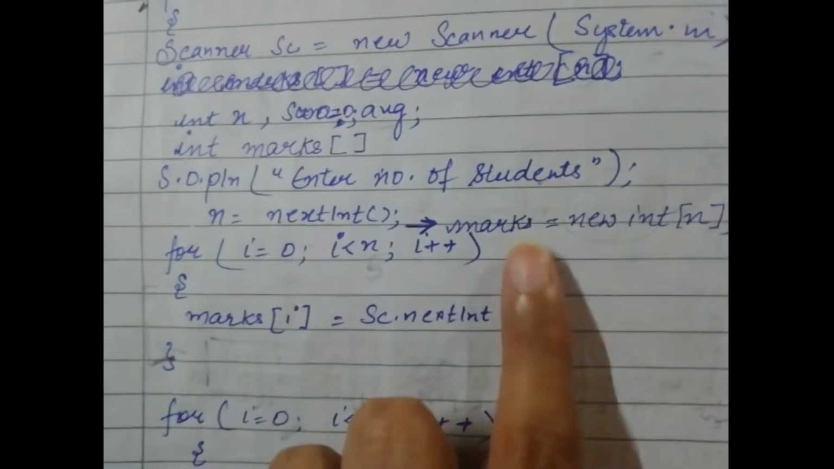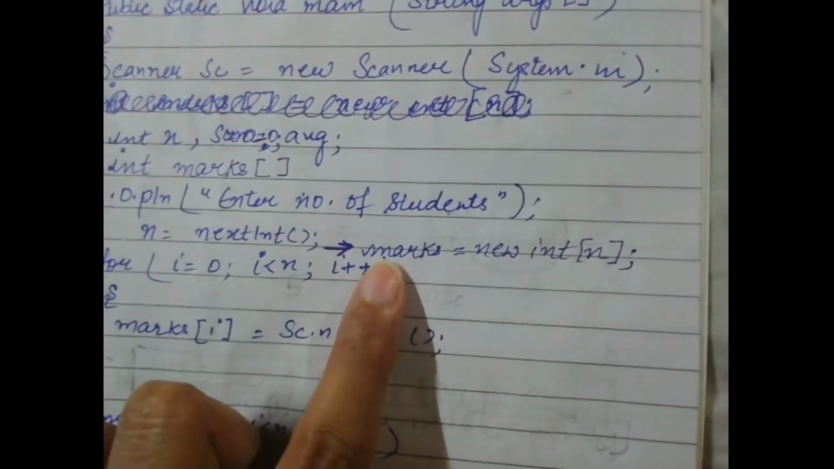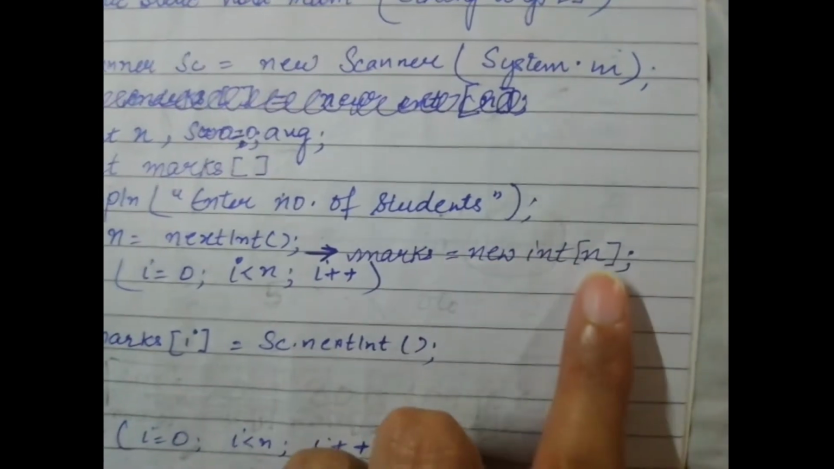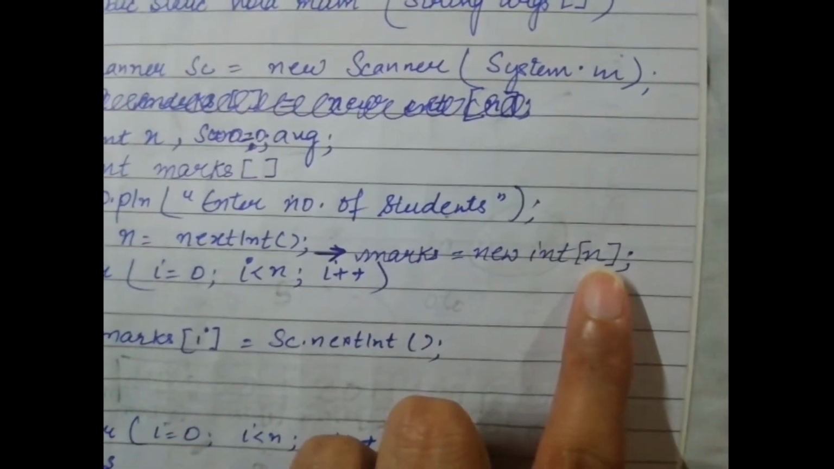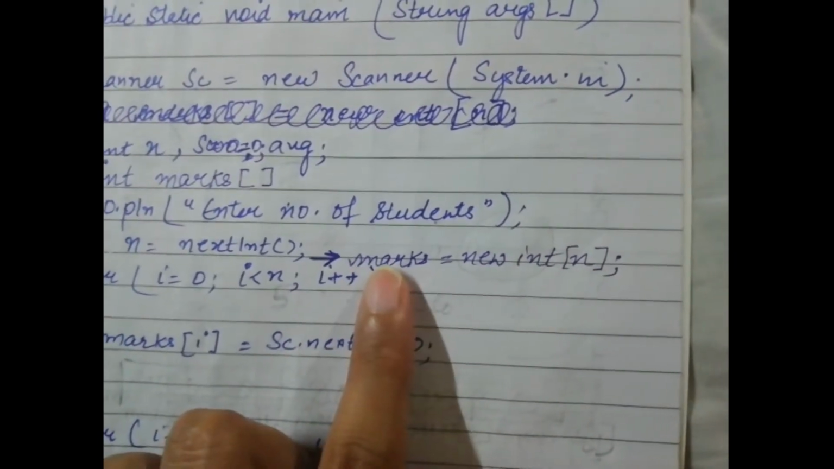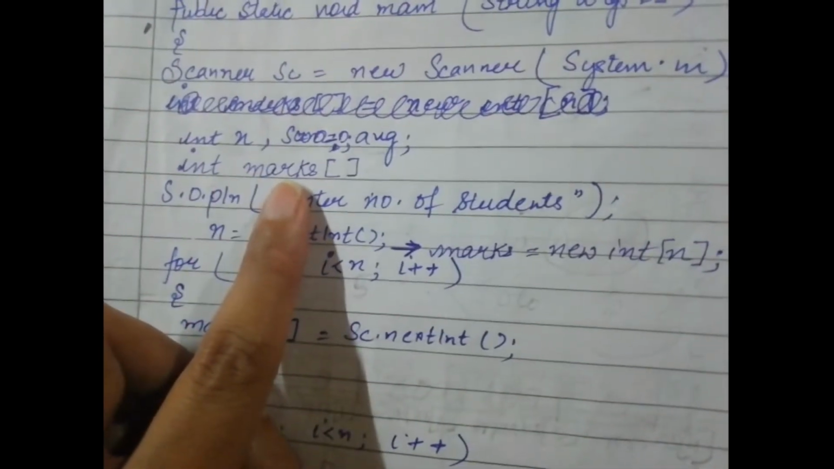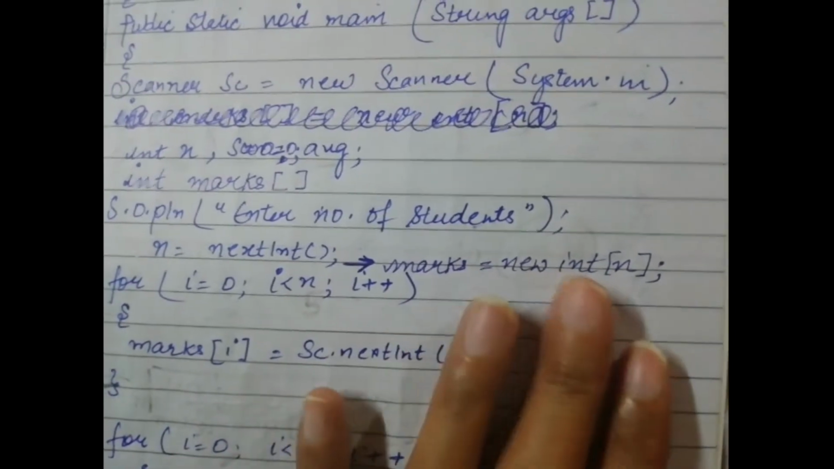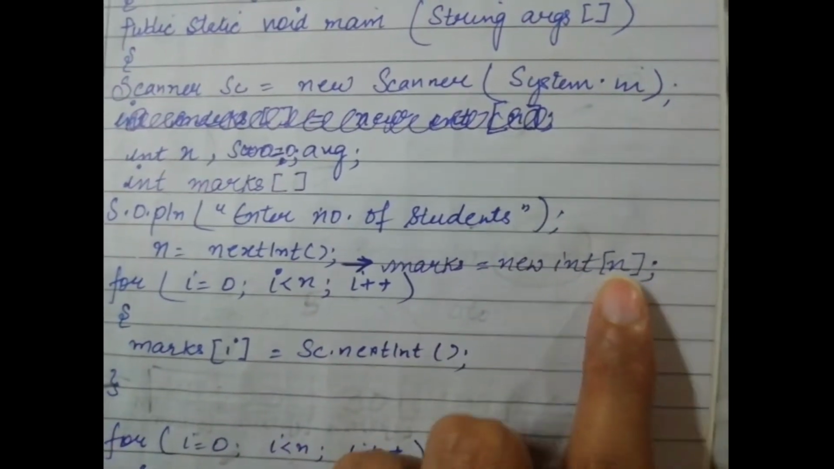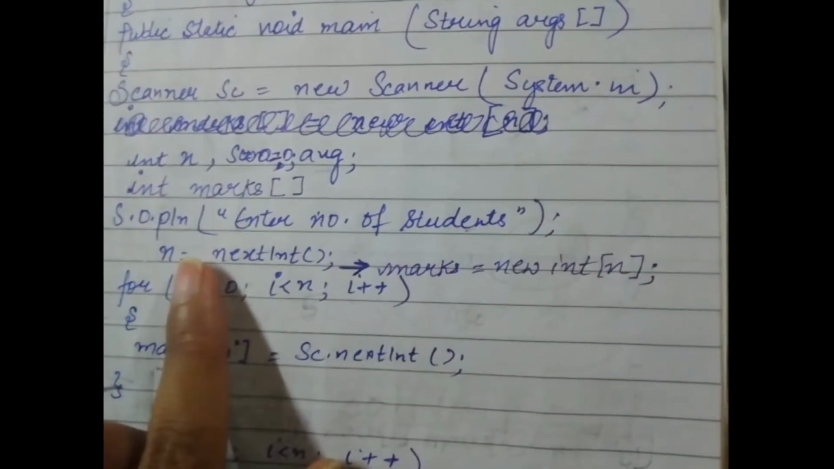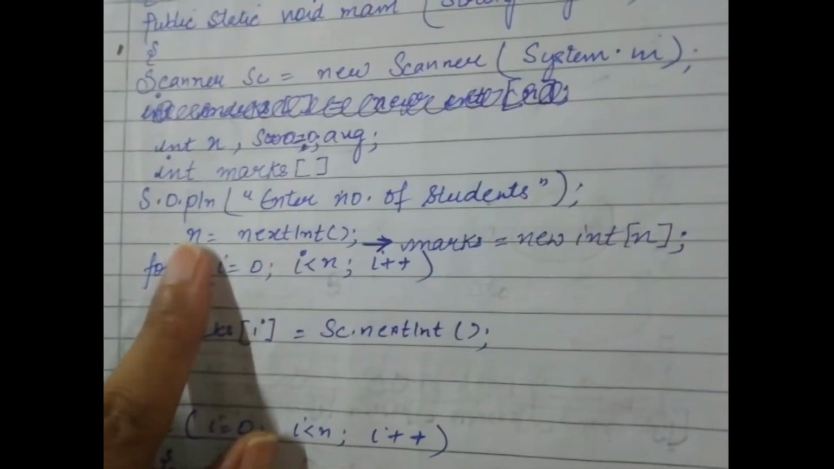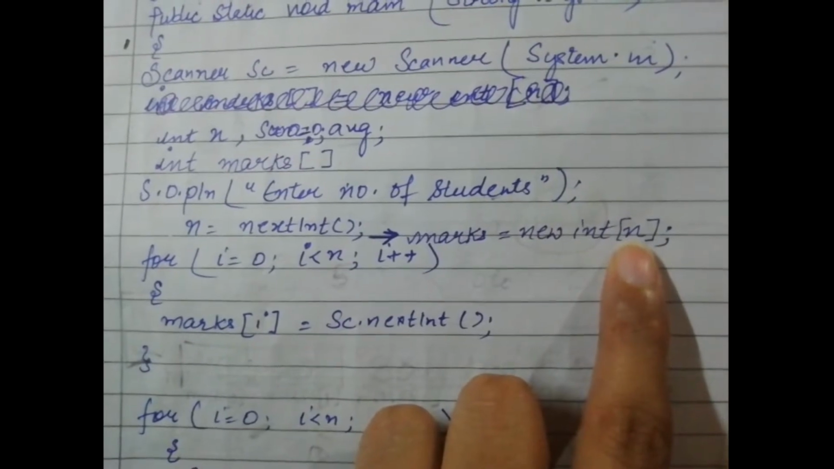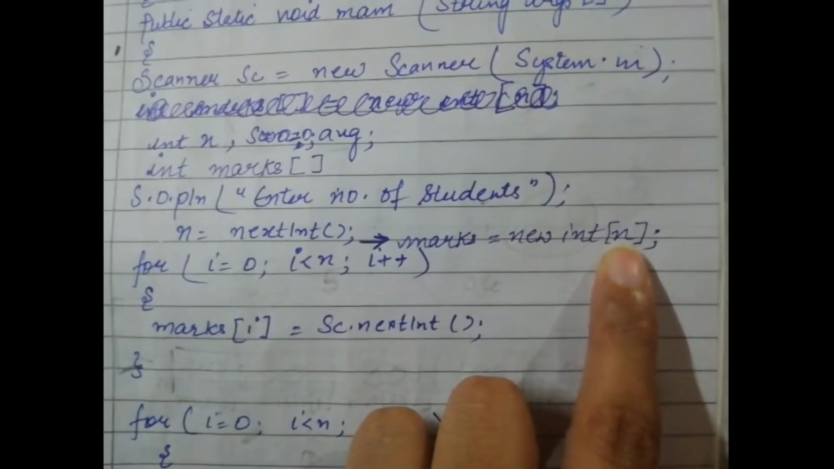After this it's marks equals new int[n]. So there is the declaration of your array, marks is your array name that we have earlier declared here, which is of type integer. New allocates memory and n is the value which is entered by the user. Suppose user entered 5 here, then 5 blocks will be reserved in the memory.